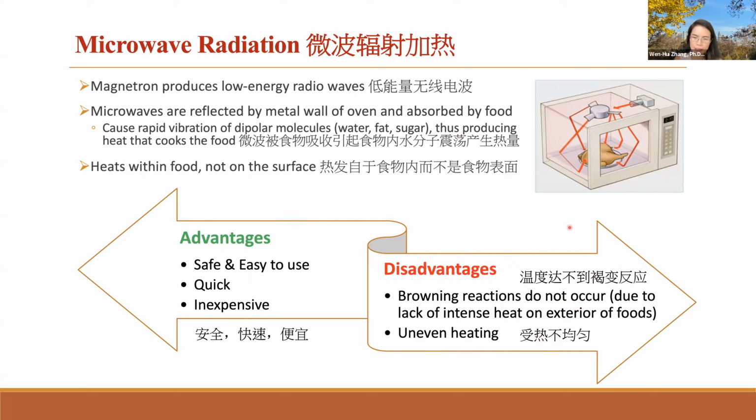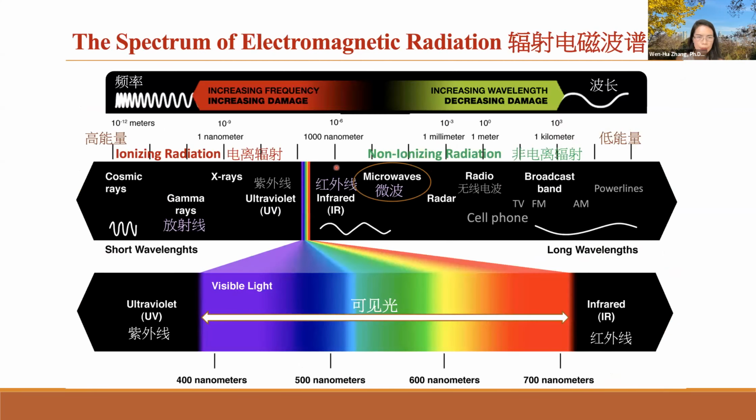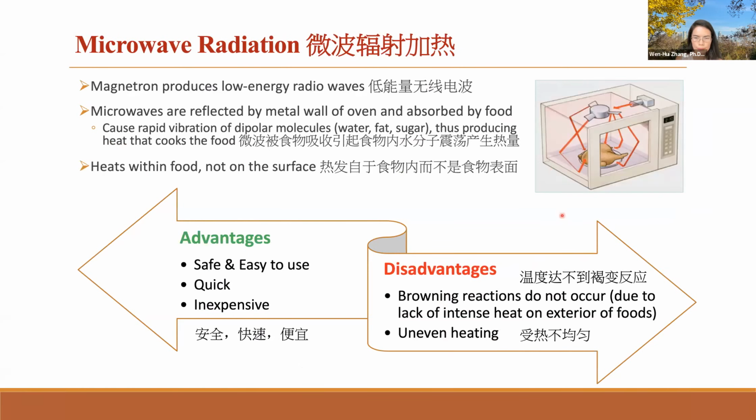But these disadvantages are actually advantages when it comes to health: less browning and less heat mean fewer harmful chemicals produced. So the microwave oven is a good way to cook, especially for children, because it's safe and easy to use, and there's no need to worry about the radiation because it's non-ionizing radiation, so it's not radioactive.